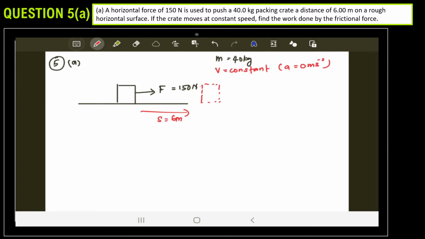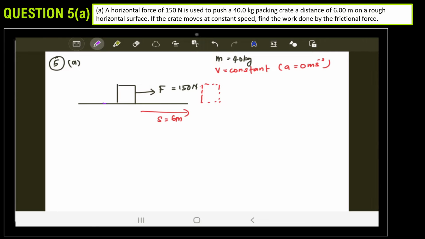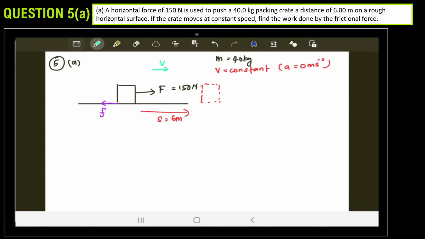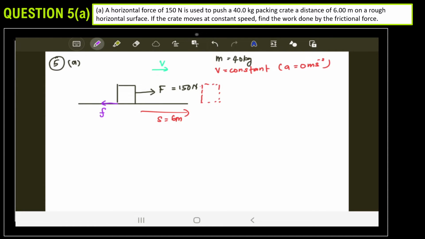Alright, find the work done by the frictional force. So we want to calculate what is the work done by the frictional force, and this is the frictional force, opposite direction with the motion. Okay, so motion dia ke mana? Okay, motion dia ke sini lah, V dia. So now let's calculate what is the work done by the frictional force.